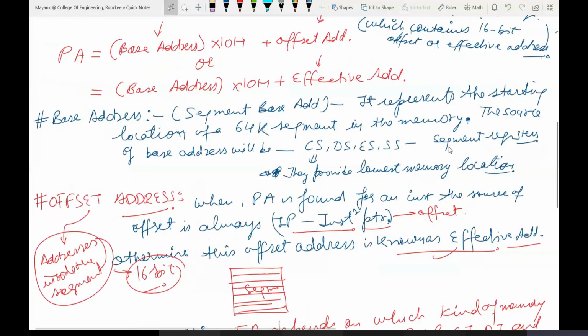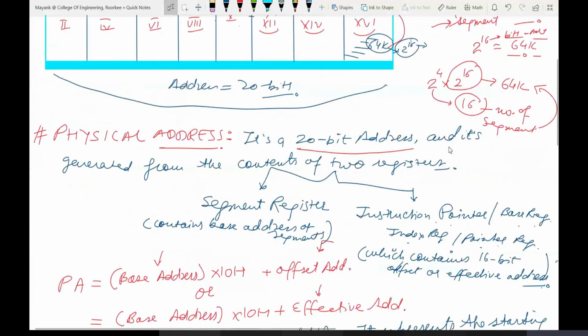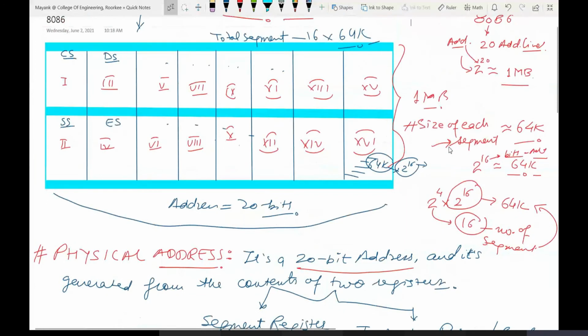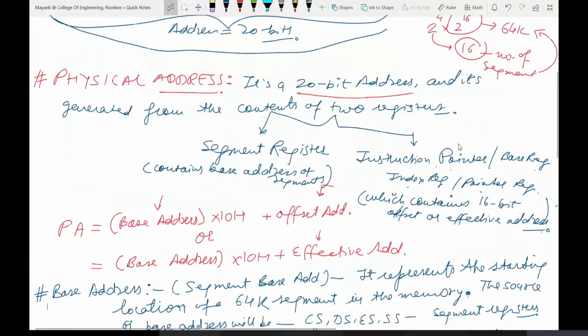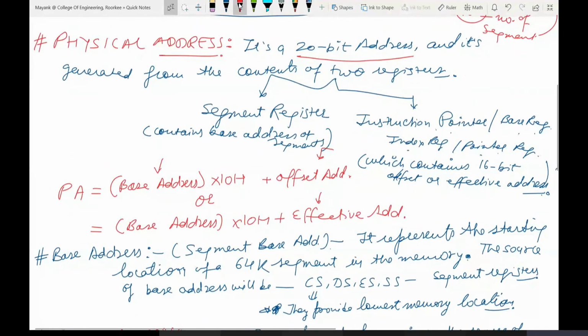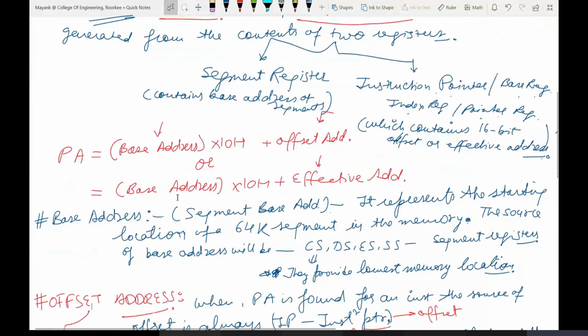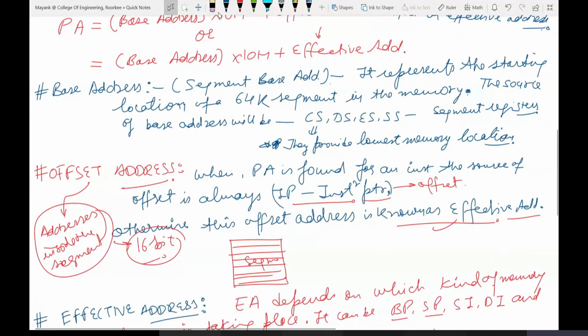Offset, effective, base, physical address. What we know about physical address is that physical address is something outside of the segment, the full-fledged 20-bit address. It is not related to the segment. Once you go inside a segment, there will be a size of 16 bits. So whenever we have a 16-bit address, that means it is inside the segment. When we have 20-bit, that means it is the address corresponding to the 1 MB memory map. Is that clear? So that 1 MB memory map address will be called the physical address, and those working inside the segment, those addresses are called offset address or effective address. The difference is only one.